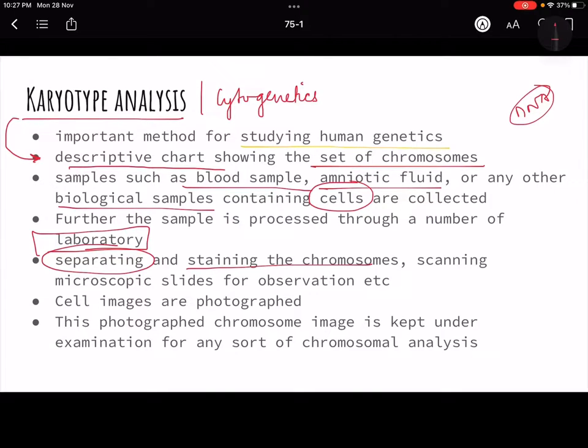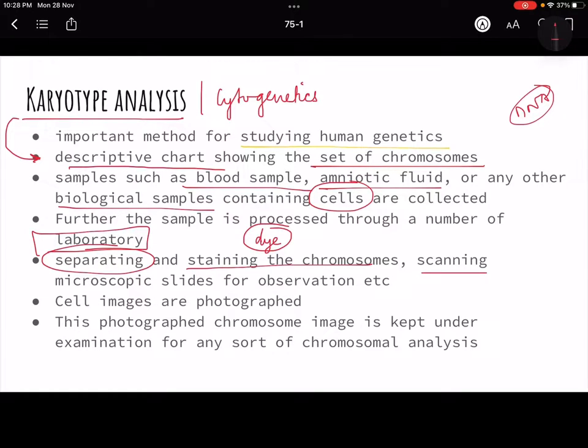So they are going to stain your chromosomes, using a dye or a color, so that it is visible, easier to understand, visibly clear to see, right? So after that they are going to scan under a microscope for observations, right?